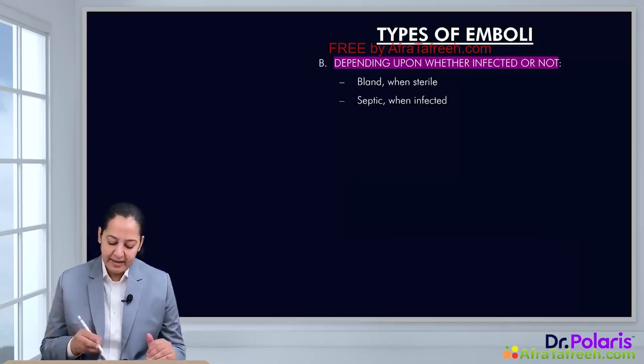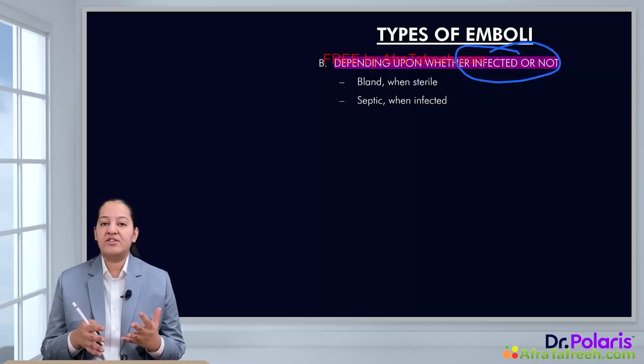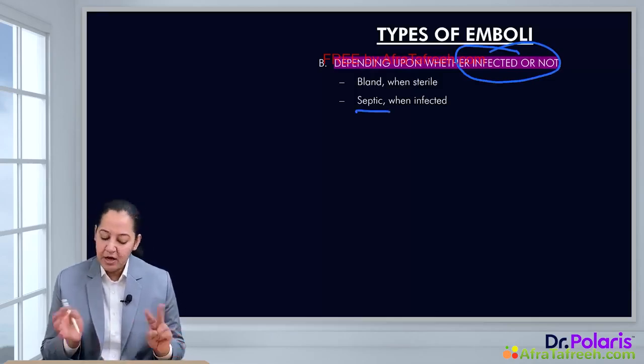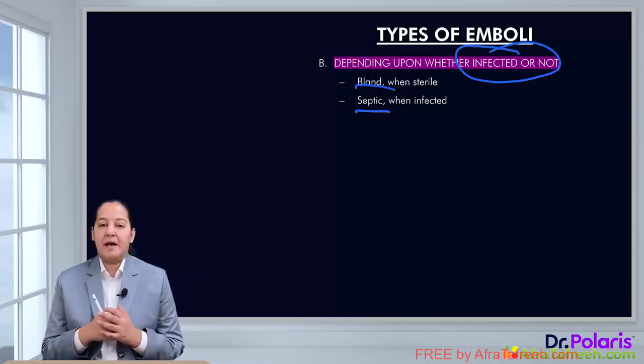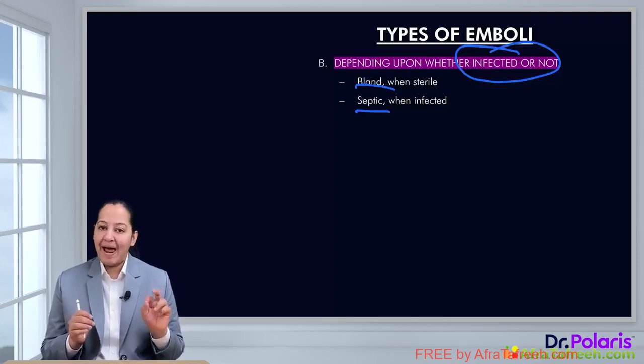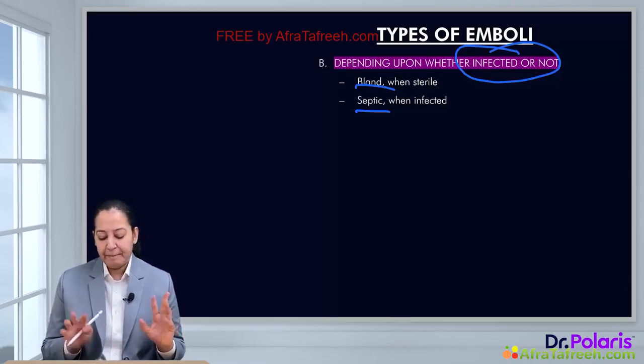Now the second classification is based on whether the embolus is infected or not infected. Based on this criteria, the emboli are of two types. Either they are septic, that is they are infected, or they are sterile, that is they are bland. So bland and septic are the two types. Bland means they are sterile, not infected, and septic means they are infected.